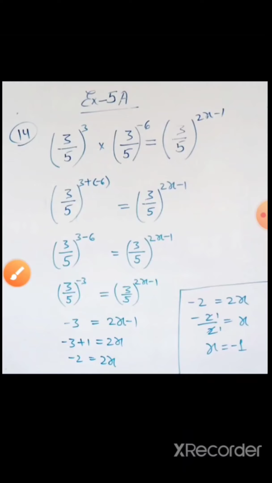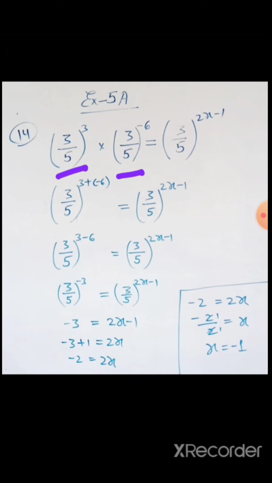Now come to question number 14. We need to find x such that, find the value of x. It is given 3 by 5 raised to the power 3 into 3 by 5 raised to the power minus 6 is equal to 3 by 5 raised to the power 2x minus 1. And we need to find the value of x in this question.